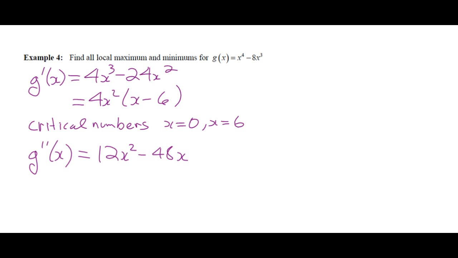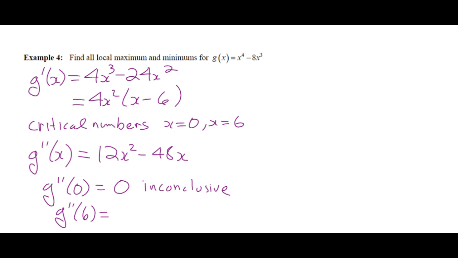It's 0, so that's inconclusive. What's g double prime of 6? That's not 0, I don't think. All right, so let's work them both out and see what we get. So g double prime of 0 is equal to 0, so that's inconclusive. And g double prime of 6 is equal to, so I could factor that, but do I need to? I don't know, 12.